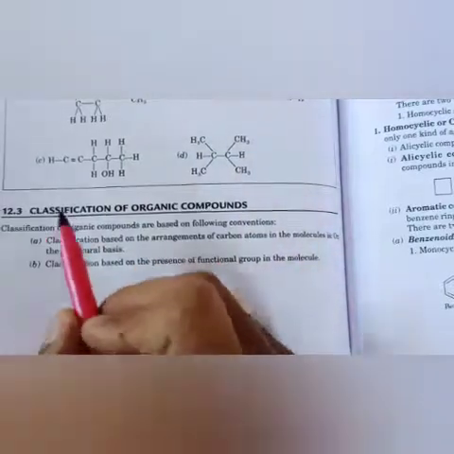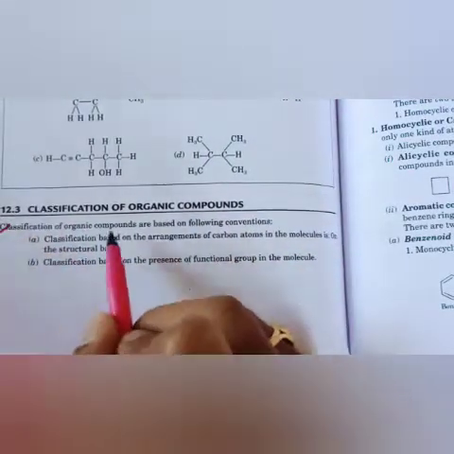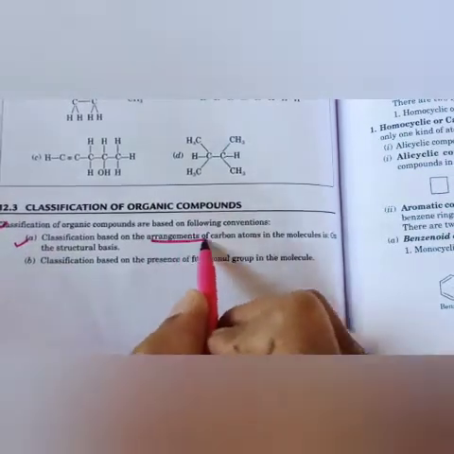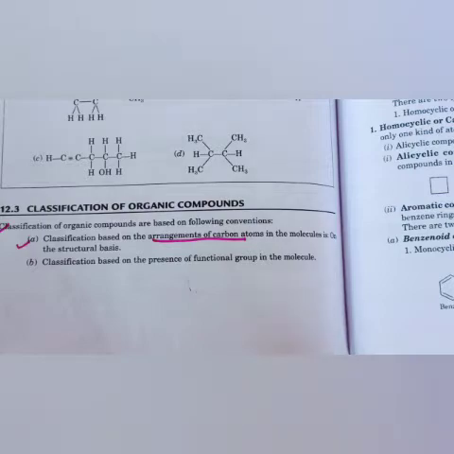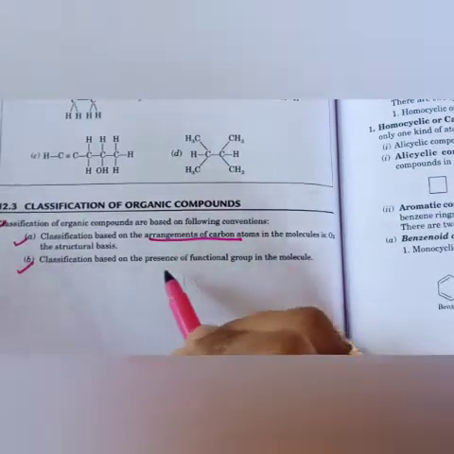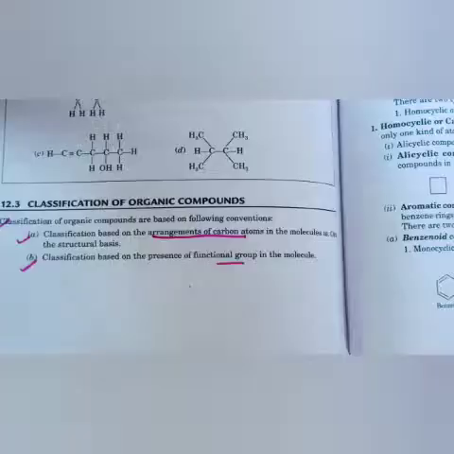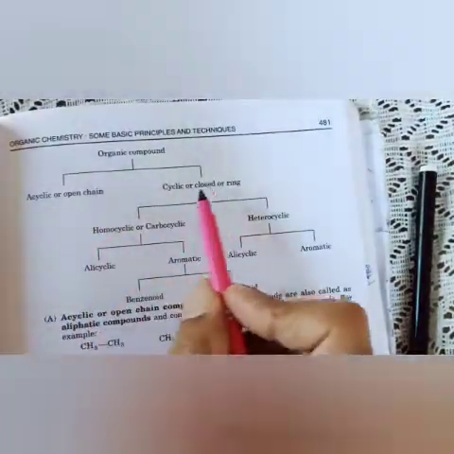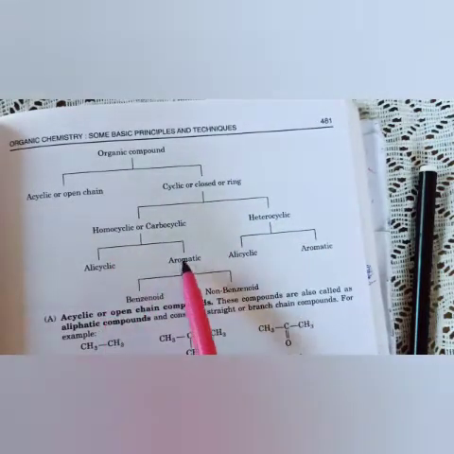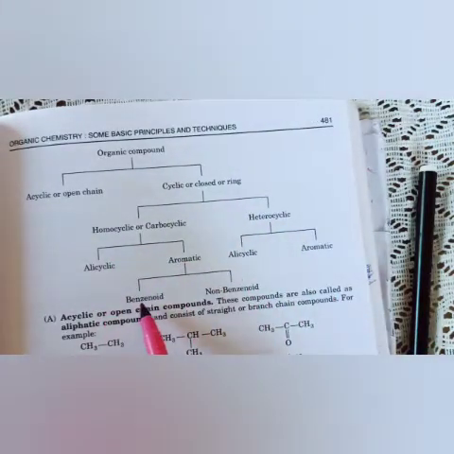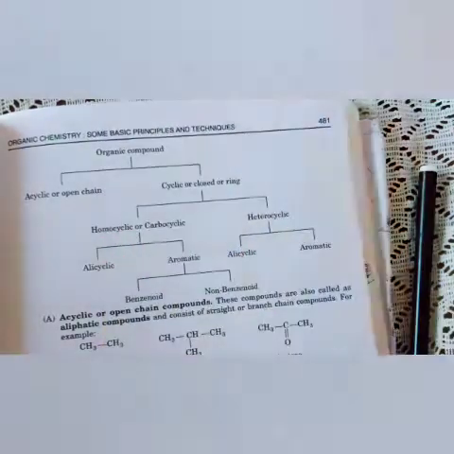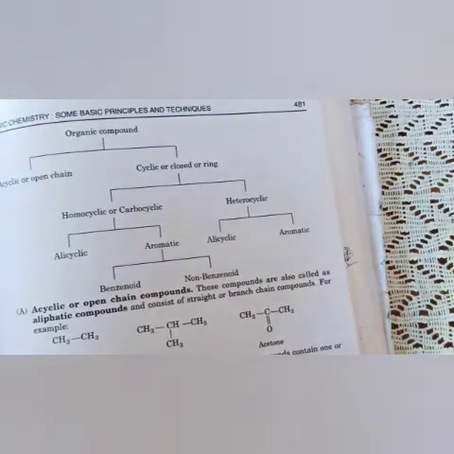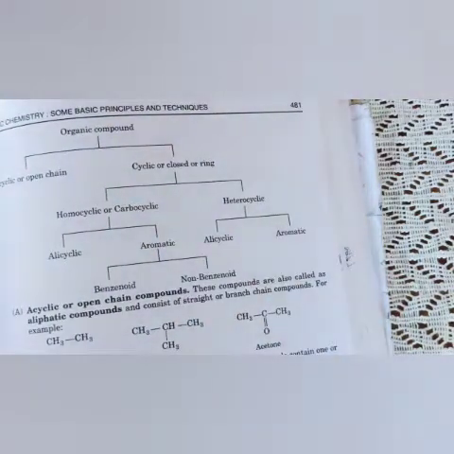If we talk about the classification of organic compounds, it is based on the following convention. The classification based on the arrangement of carbon atoms in the molecule, on a structural basis. The second classification is based on the presence of functional group. Then there is a simple classification: acyclic, cyclic, homocyclic, heterocyclic, alicyclic, aromatic, benzenoid and non-benzenoid. This I will tell you in tomorrow's video. So that's all for today. Hope you understood and liked the video, and from tomorrow we are going to start this chapter formally.